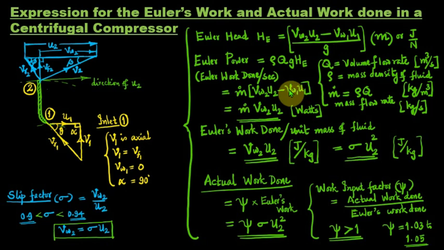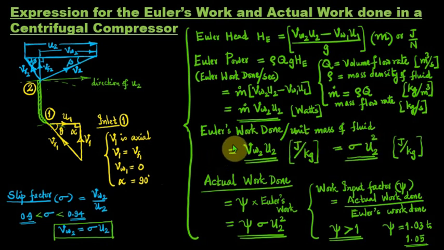So m dot into, but in our case we know that since the flow is entering axially, V1 is equal to Vf1 and alpha is 90, so you have VW1 as 0. Therefore this will be m dot into VW2 U2 in watts. But if you divide this Euler power by mass flow rate, you will get work done per unit mass.